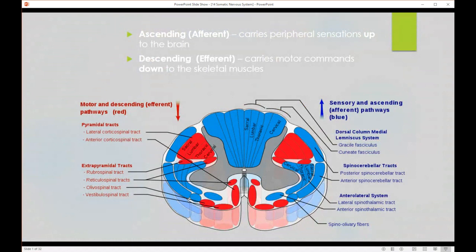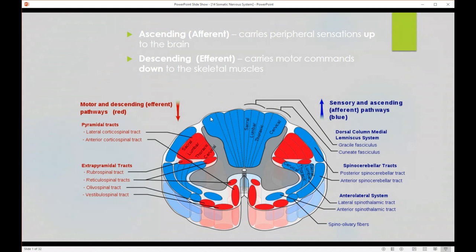So this is actually showing us the spinal cord in a cross section. And what we're looking at here are our different pathways. So we have the ascending or the afferent pathways, they're going to be carrying our peripheral sensations up to the brain. So it's arriving to the brain. Those are the ones that are going to be shown in blue here.